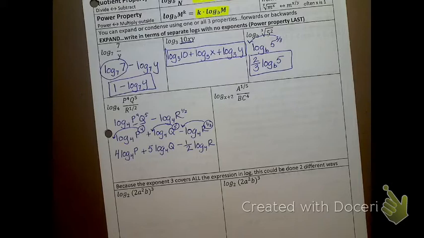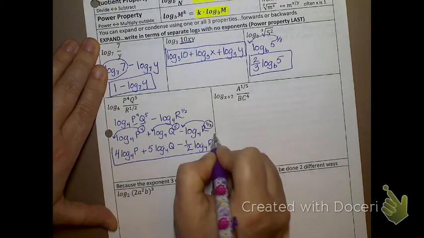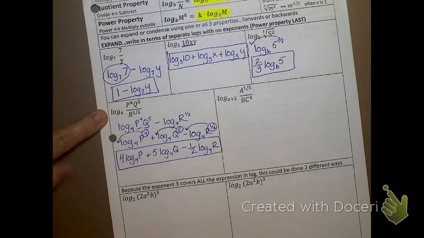Do I have any multiplication going on after the word log? Nope. No multiplication, no division, and no exponents. They've all been dealt with. That is the fully expanded form of this guy right here.